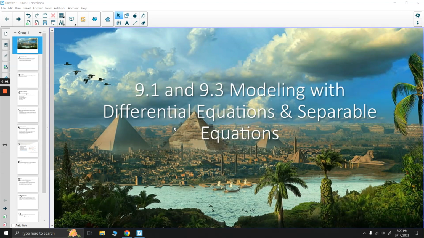Alright guys, so in this video we're going to talk about modeling with differential equations and also solving separable differential equations. Now let's start with what a differential equation is. A differential equation is an equation with differentials in it. And that seems kind of obvious.